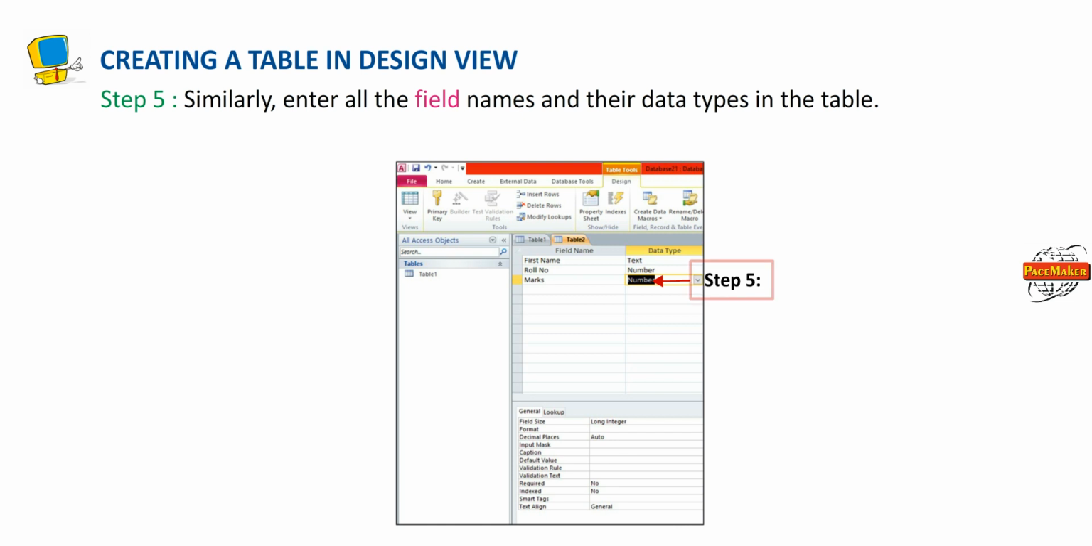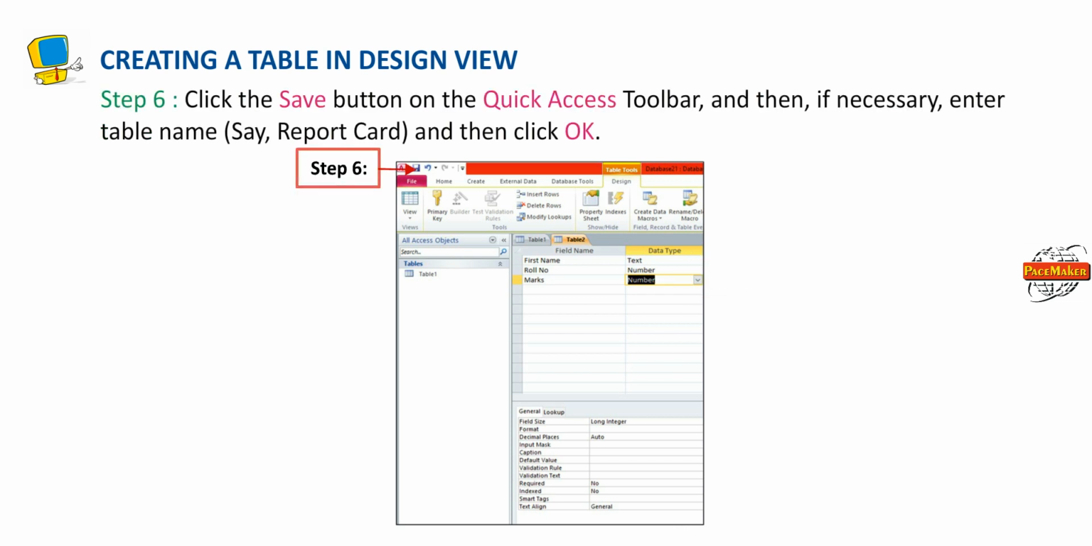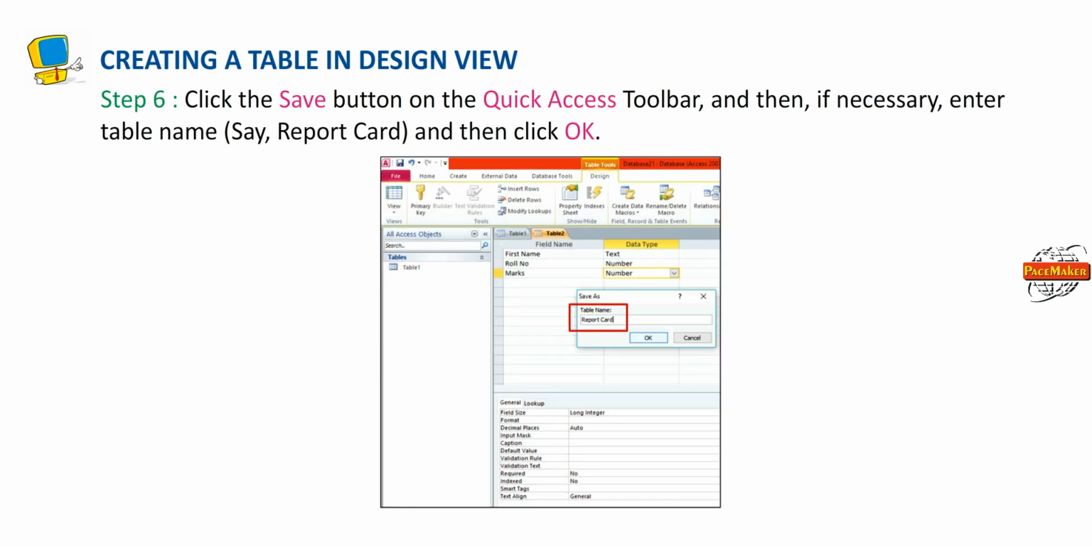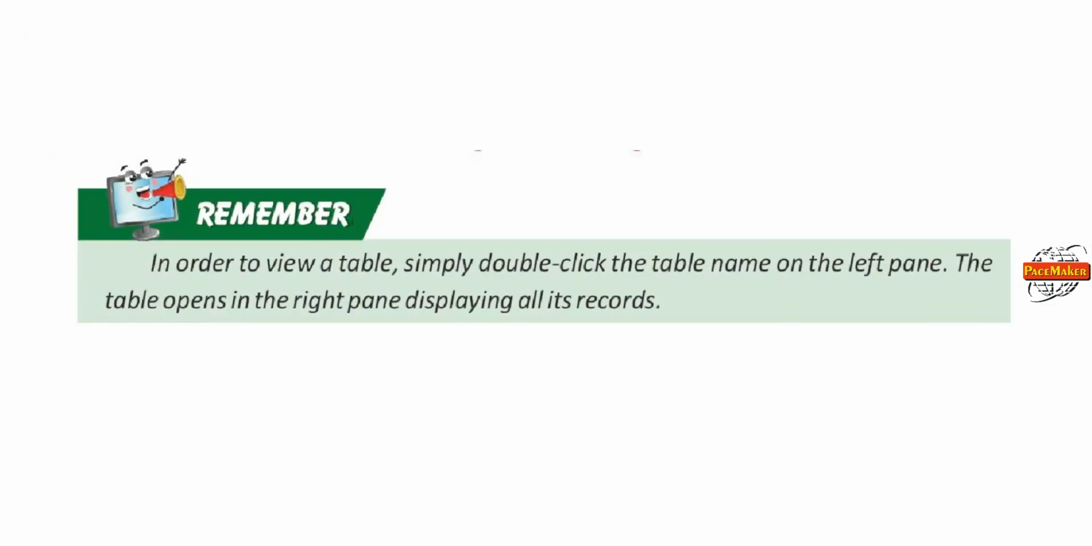In Step 5, similarly enter all the field names and their data types in the table. In Step 6, click the Save button on Quick Access toolbar and then, if necessary, enter table name, say Report Card, and then click OK. Remember, in order to view a table, simply double-click the table name on the left pane. The table opens in the right pane, displaying all its records.